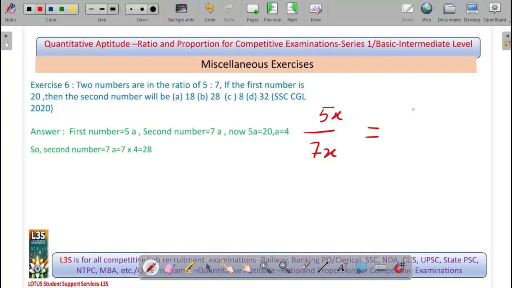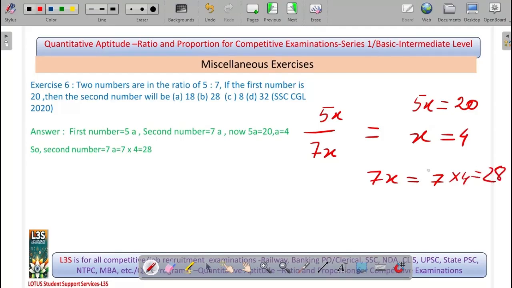It is a very easy question actually. 5x is equal to 20, so x is equal to 4. Then what is 7x? 7 into 4, 28. So the second number will be 28.